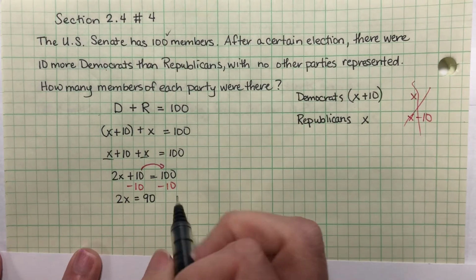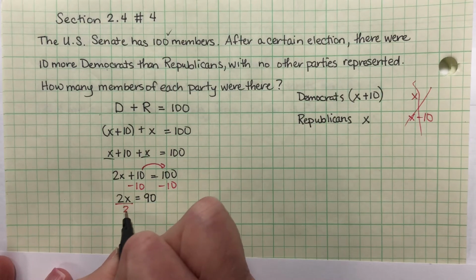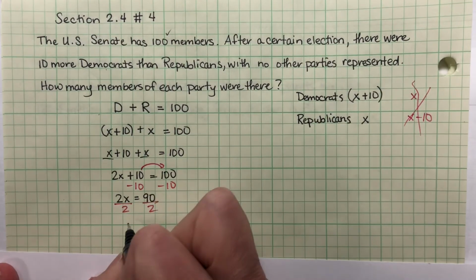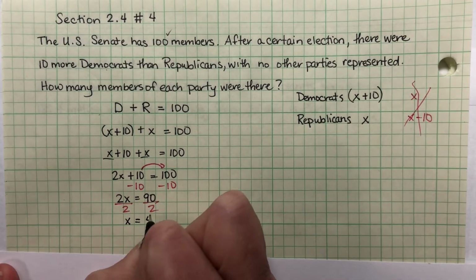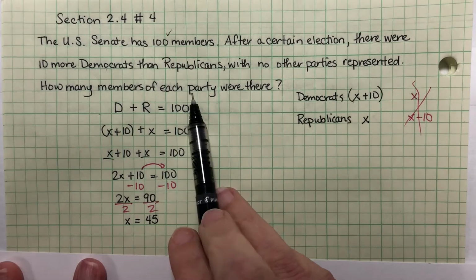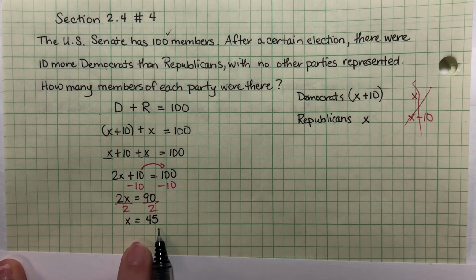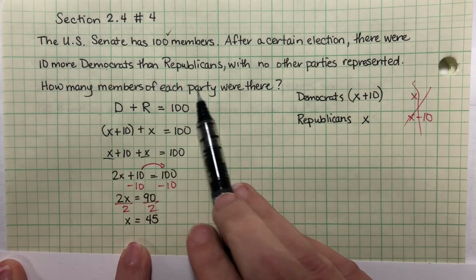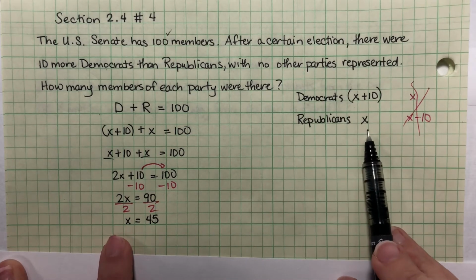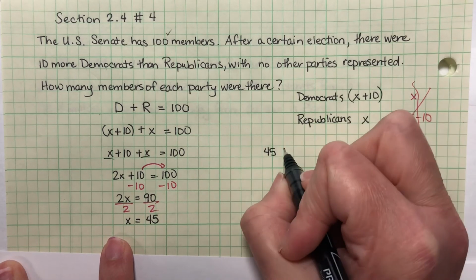Now, if I divide both sides by 2, I get that X is equal to 45. Okay, so we've done the hard part. We set up our equation, we got it solved. Now we have to make sure that we're answering the question they ask. They ask how many members of each party were there? What have we found? We found X, and X is the number of Republicans. So I found that we have 45 Republicans.